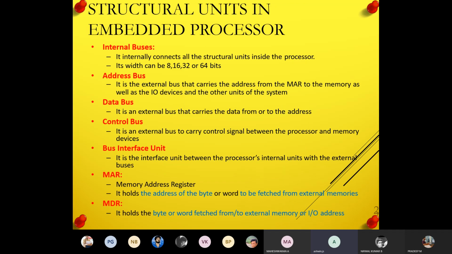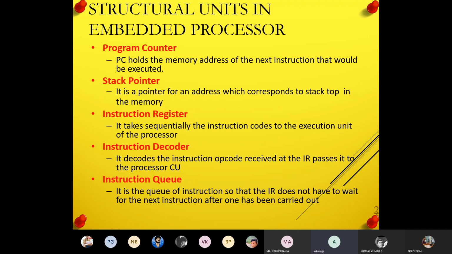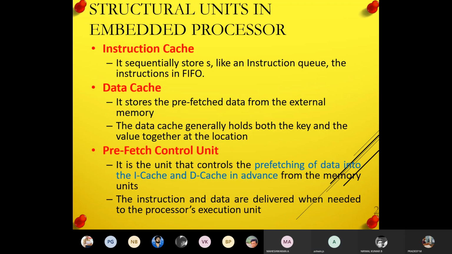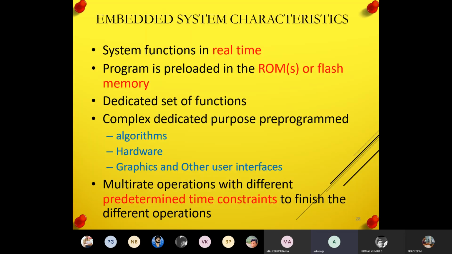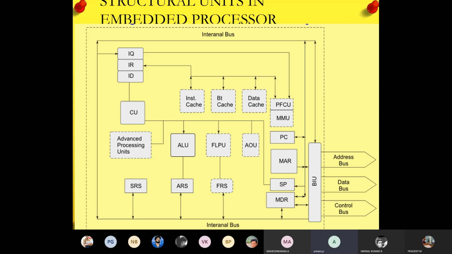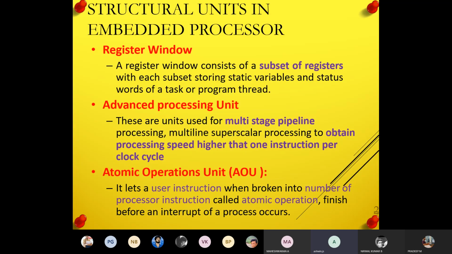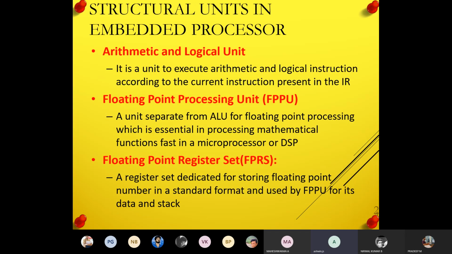And structural units in an embedded system, like we have already seen. If you go through this, these are the main blocks. What structures are there inside the processor? This is the structure which is available inside the processor: an instruction queue, instruction register, and the ALU, the arithmetic and logic unit. Like this, a lot of blocks are available which are used for doing specific tasks. Let me explain shortly.